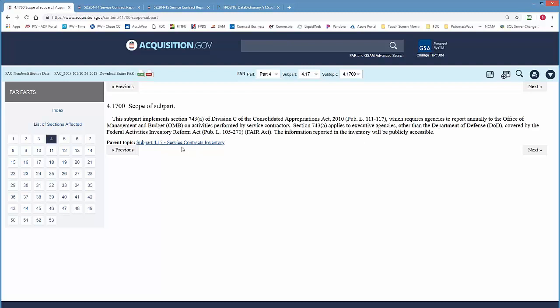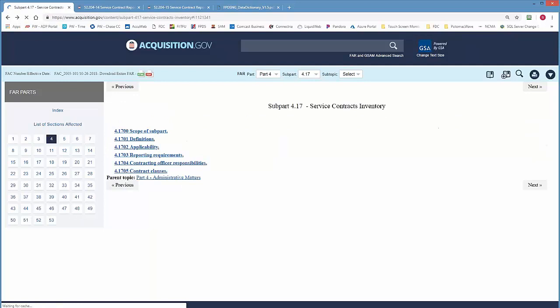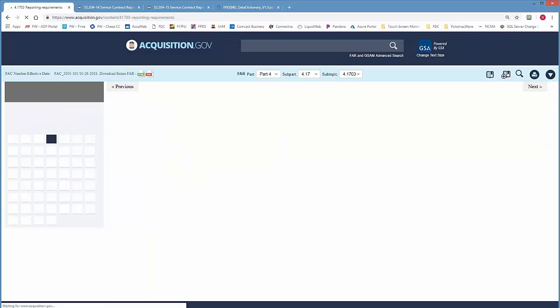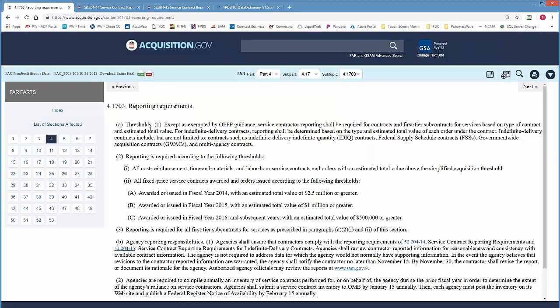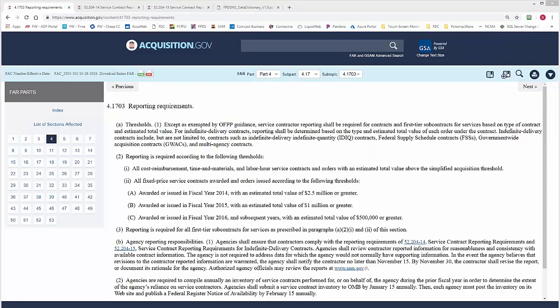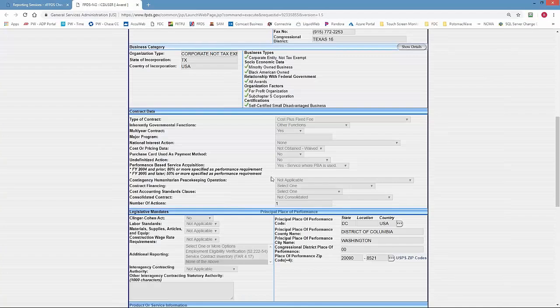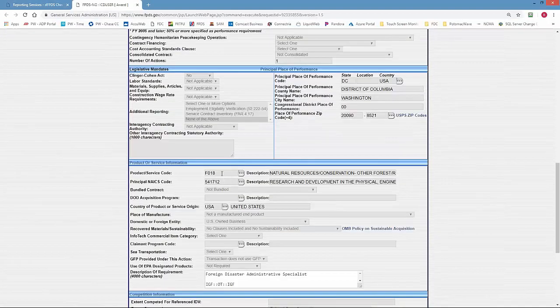Service contract inventory. It doesn't say reporting in here, but let's see what FAR 4.1703 says. We were above the SAT, cost plus fixed fee, and I assume it was a service as well, although we actually didn't check that. Yep, it's a service. Natural resource. The PSC code begins with a letter, right?